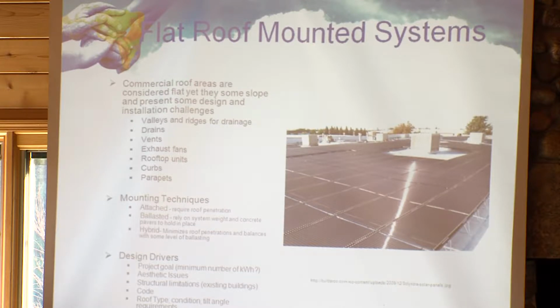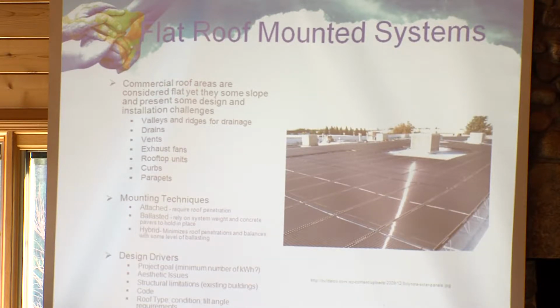Mounting techniques include attached, which require roof penetration, meaning holes in the roof. Now some people say, that's it, we're done, conversation over, we're doing a ground mount system. But there are very, very skilled installers, and it's not the fear that it used to be. But if you are absolutely opposed to having any penetrations into your roof, then you can go with a ballasted system, which relies on the system weight and concrete pavers to hold it in place. And I have a picture of that coming up. And then there's also a hybrid mounting technique which minimizes the roof penetrations. There are still some, but then there are others that balance with some leveling of ballasting.